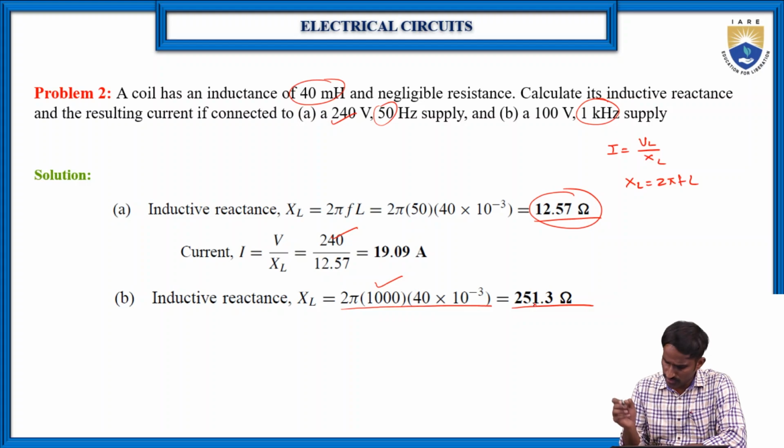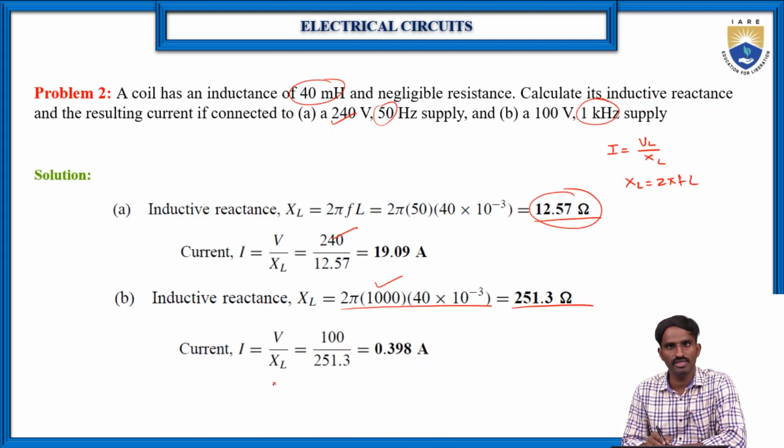Then substitute this 251.3 ohms again in the same equation, current I is equal to V by XL. Here V, in the second case, is 100 volts. So substitute 100.